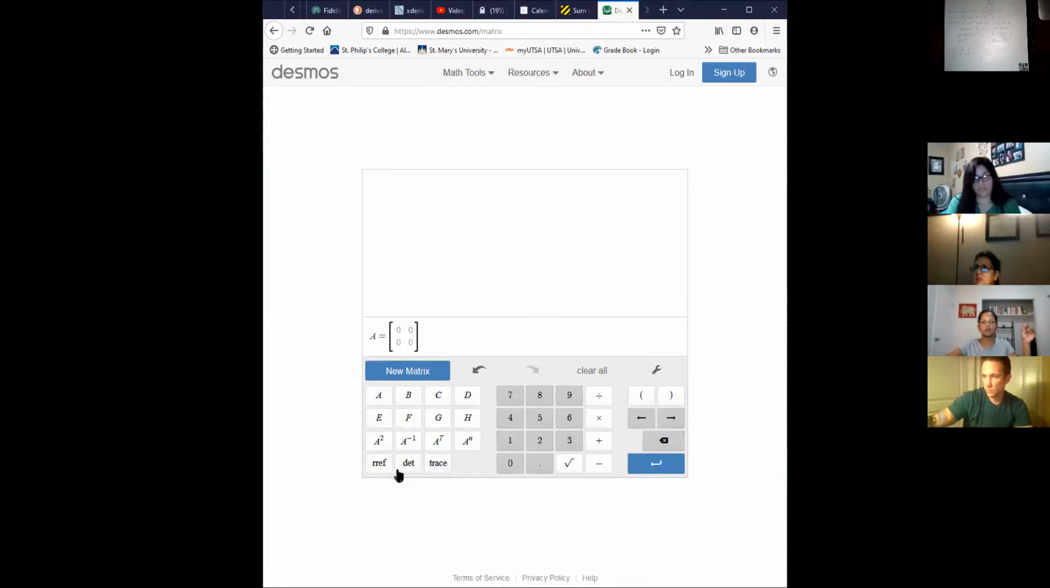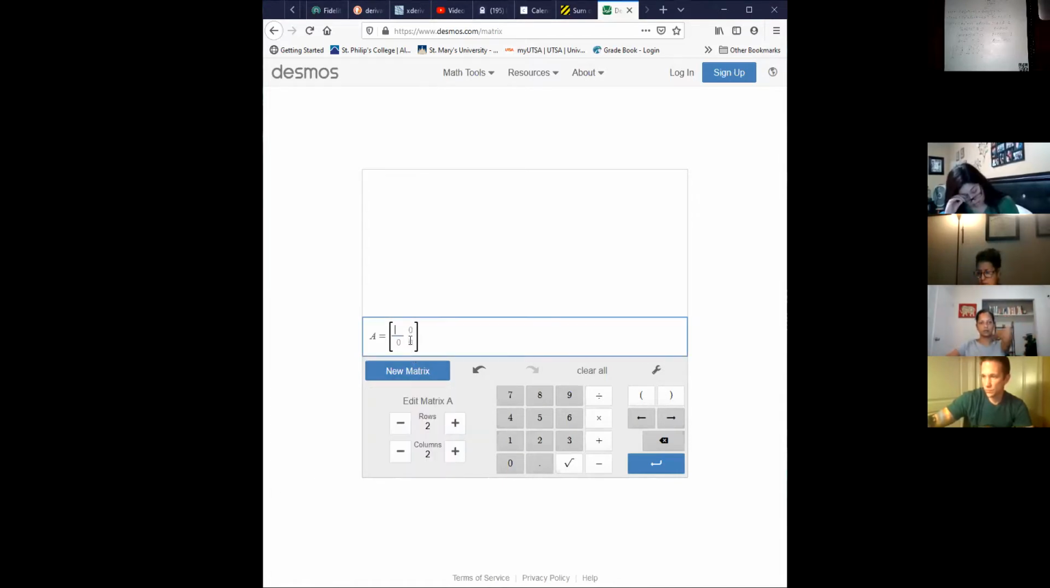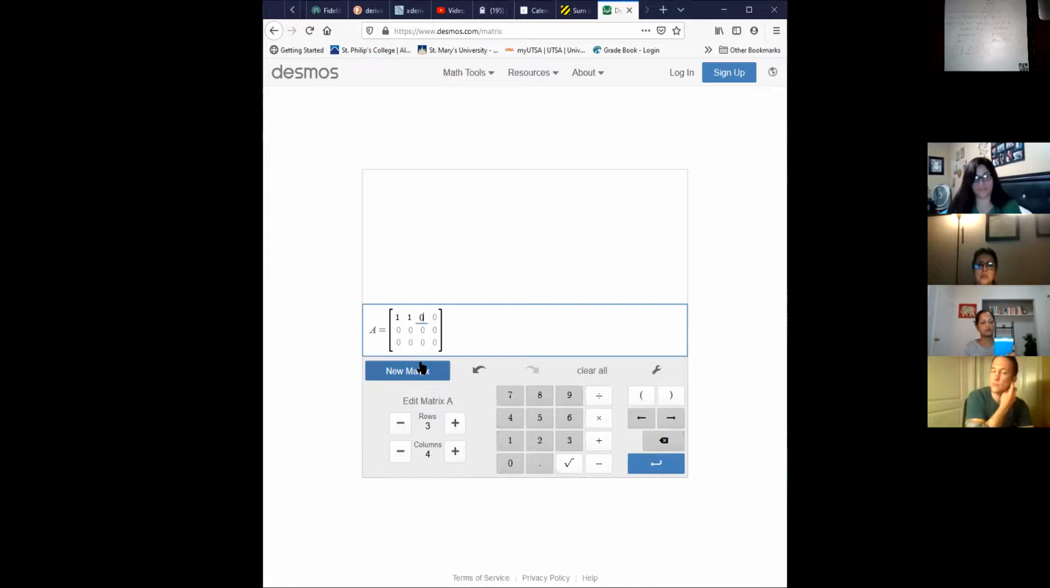Nope. We have A inverse. Yeah, here we go. REF. Okay. So we have, how many rows do we have in our example? 3 rows. How many columns? 4. Right? Okay. So we have 1, 1, 0, 0, 1, negative 1, 1, 13, 1, 0, -1, 2.